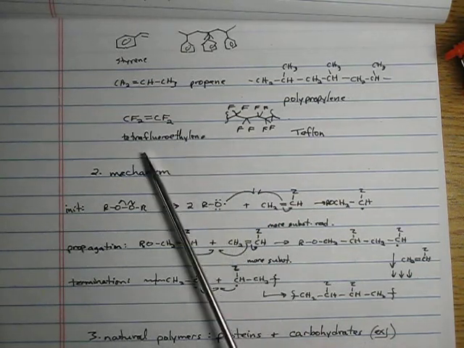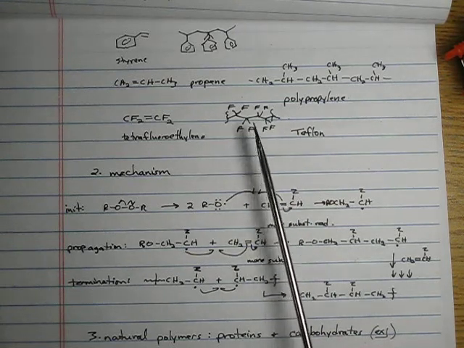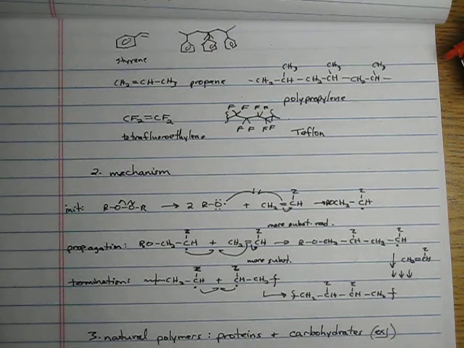Note, then someone took CF2, double bond CF2, tetrafluoroethylene, so this is polytetrafluoroethylene, and that's Teflon. Because fluorines really hold their electrons, and if they're holding electrons really tightly, then that means that you don't get a whole lot of interactions. No, it's not polarizable. Fluorine is not very polarizable. Therefore, you don't get very many dipole-dipole intermolecular forces, which means things do not stick to Teflon.